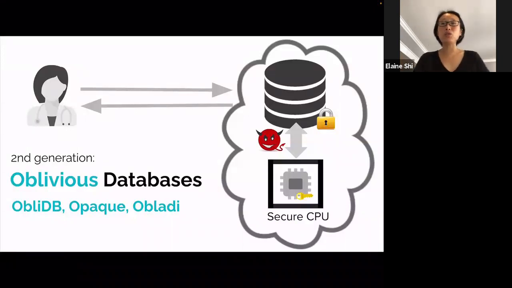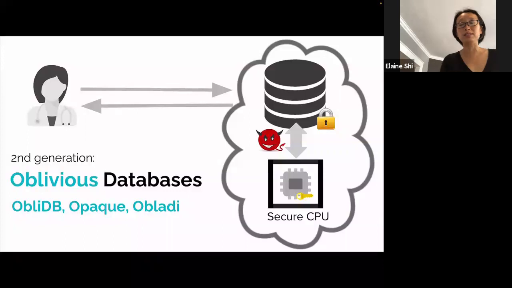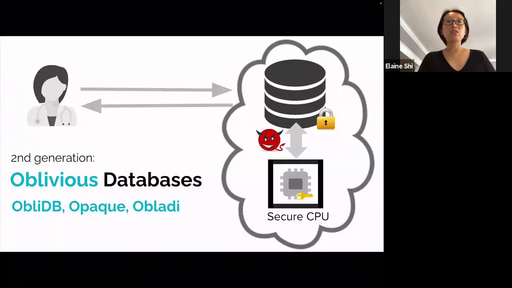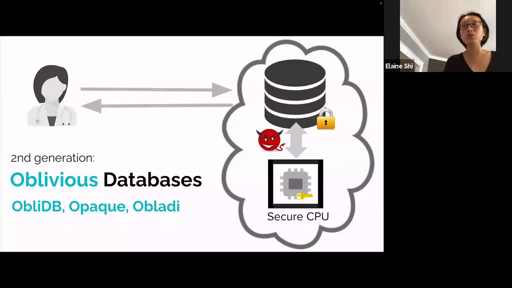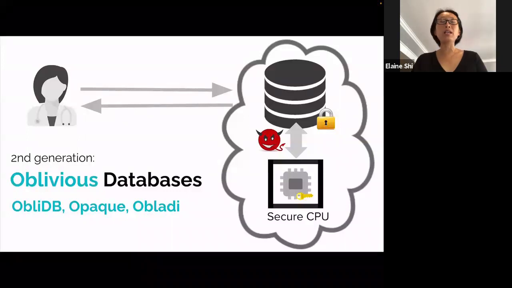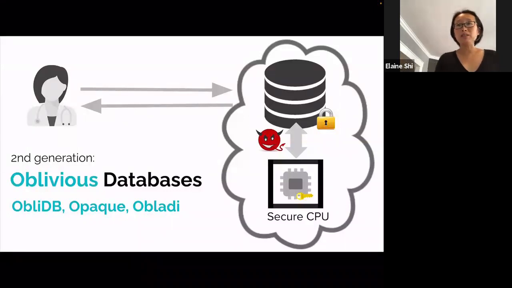To defeat such access pattern leakage, recently there has been a new line of work on the second generation of secure databases, essentially oblivious databases. Notable examples include ObliDB, which came out of a Stanford group, Opaque and Obladi, which came out of folks at Berkeley. So what are oblivious databases?